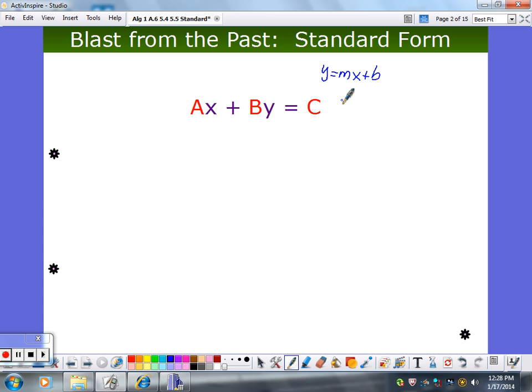So Claire, y equals mx plus b. What's the name for that form? Anna? Slope-intercept form. It is in function form. We call this slope-intercept form. Why? Because we have a slope, we have an intercept.